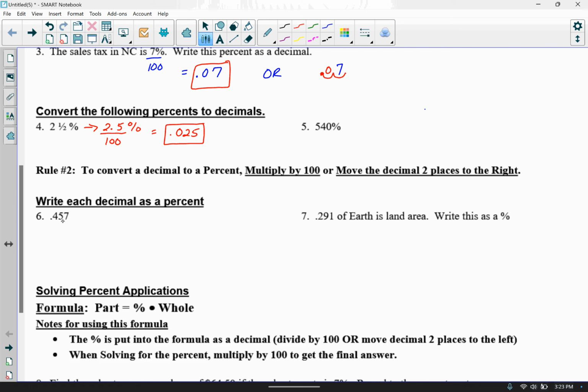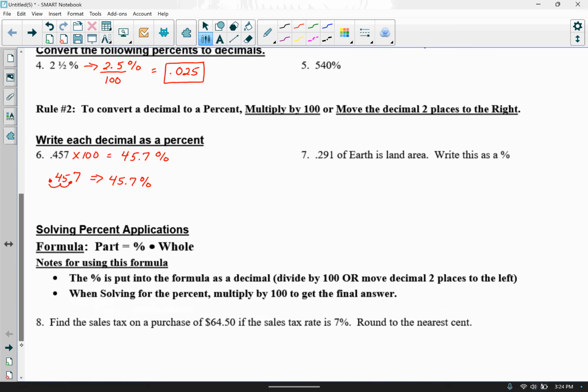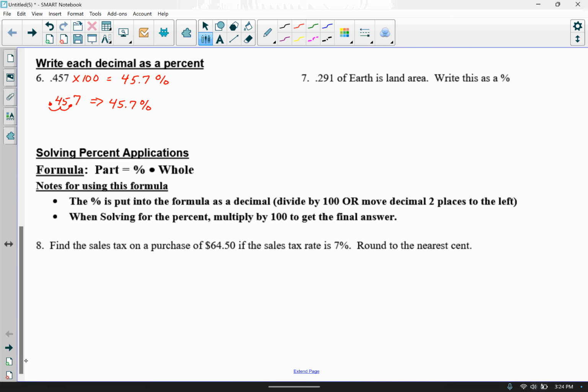So these are now decimals, and I want to convert them to a percent. I can multiply it times 100, and that's going to land me at 45.7%. Or I can take that existing decimal, 0.457, and move it 2 places to the right, and that is still going to land me at 45.7%. Okay. All right, so now let's come on down below and pick up some percent applications.